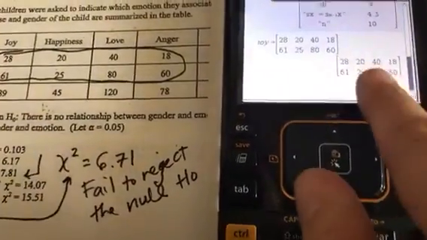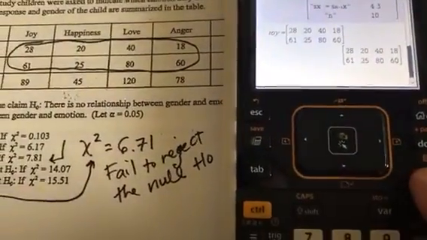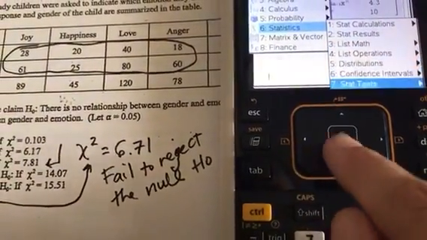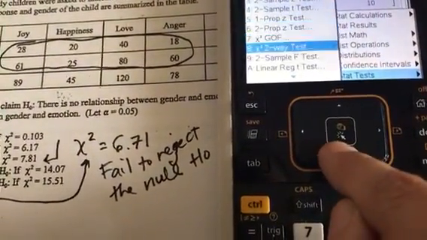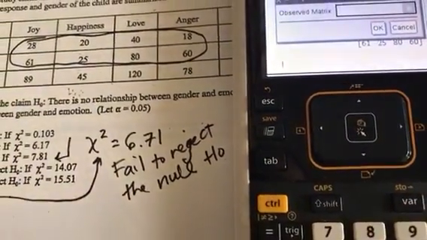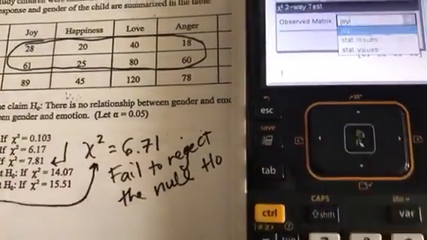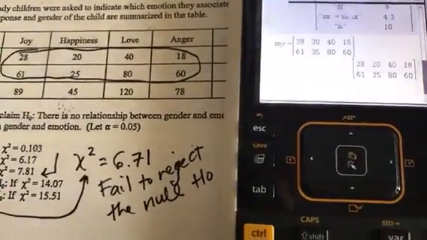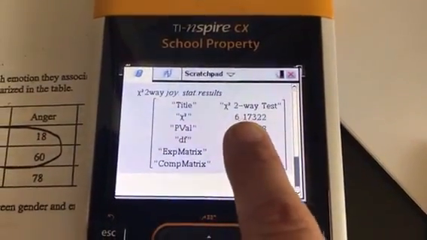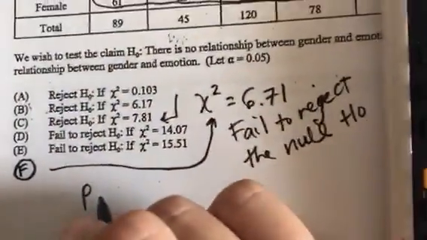Okay, hit enter. So definitely my calculator has my information, and I am almost done. I hit stats. I want to do a stat test. I scroll down to chi-squared two-way test. My matrix, I called the word joy. So I'm going to select that, hit enter. I get a chi-squared value of 6.17, but my p-value, let me get that down.